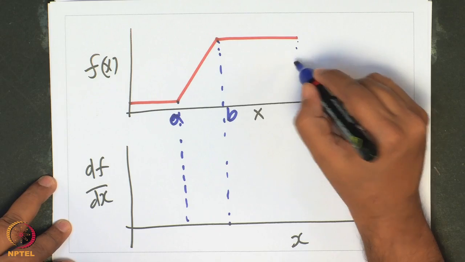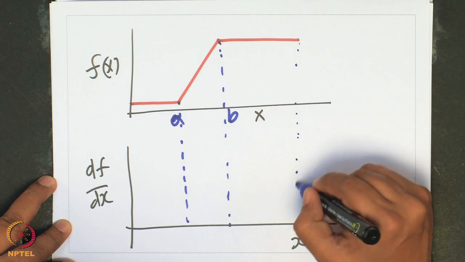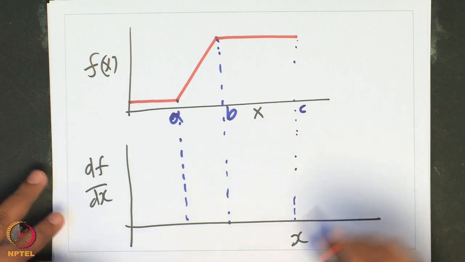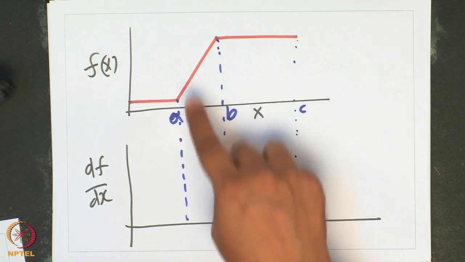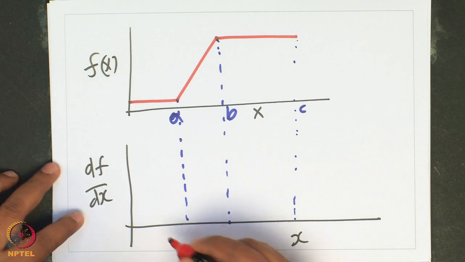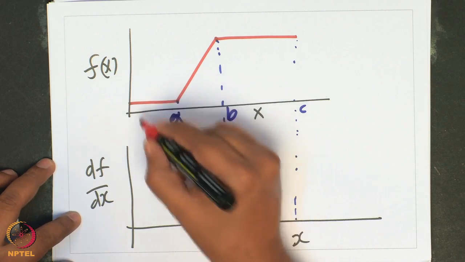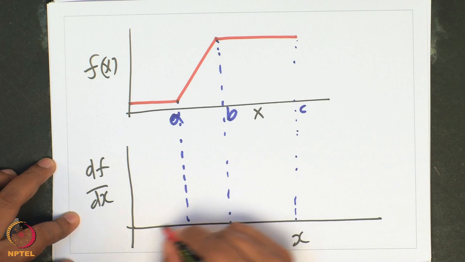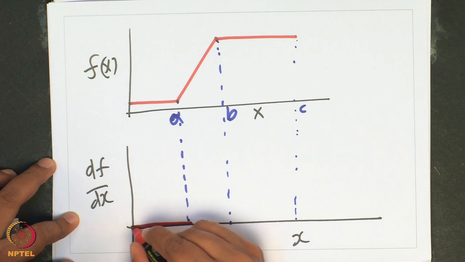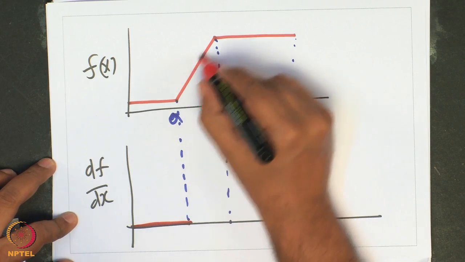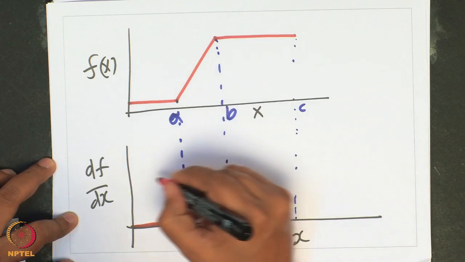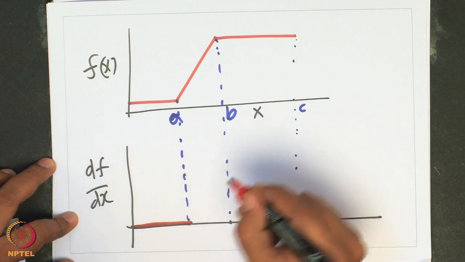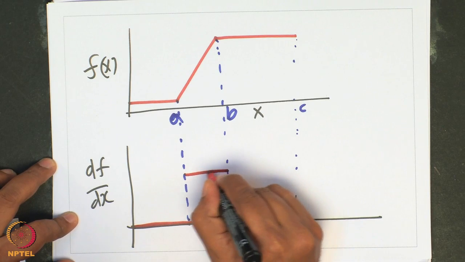So, up to c the function is 0, and this is how the function would look. Now if we plot the derivative for this, the derivative here is 0, so I would draw the derivative here as 0. Here there is a constant value. Let us say some positive constant, so let me draw some positive constant.